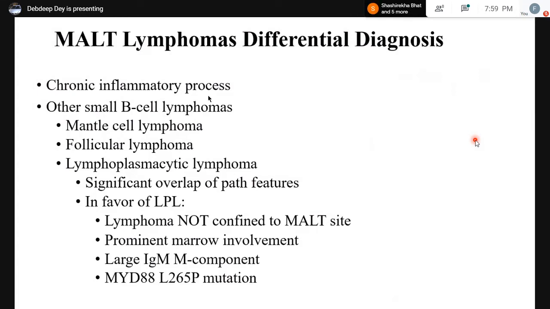The real problem is a MALT versus a lymphoplasmacytic lymphoma. There's a significant degree of overlap, and if there is marrow involvement, if there is a large IgM component, and if there's a MYD88 mutation, that helps in favor of an LPL. But in certain cases, it is not possible to have all this information when you are actually authorizing the report. So you can say that this is a low-grade B-cell lymphoma, and the differential is between a marginal zone versus a lymphoplasmacytic lymphoma, and suggest to do all these tests.